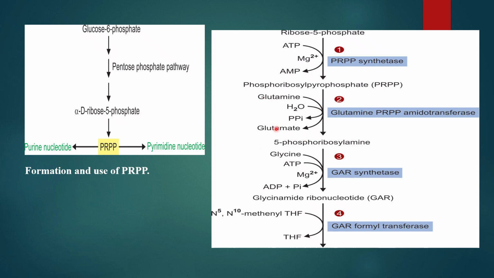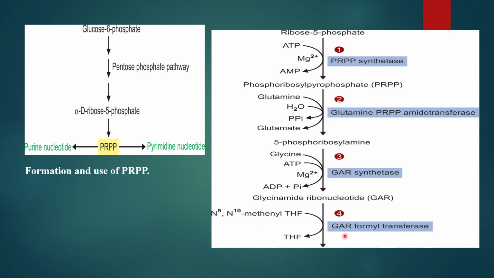Further, in the next step, 5-phosphoribosylamine is converted into glycinamide ribonucleotide. The enzyme is glycinamide ribonucleotide synthetase. Here also one ATP is utilized. Further, in the next step, the enzyme glycinamide ribonucleotide formyltransferase acts. A formyl group is to be added, and the source for the formyl group is N5,N10-methenyl tetrahydrofolate.